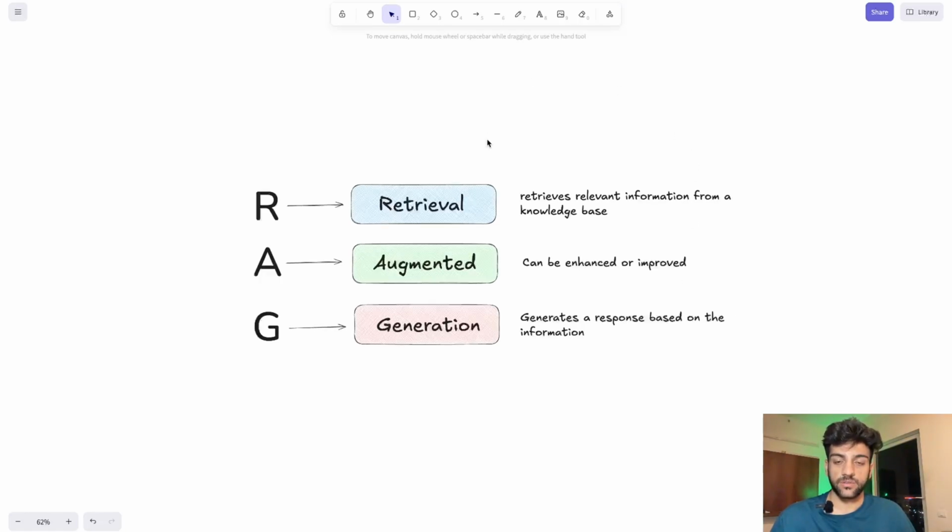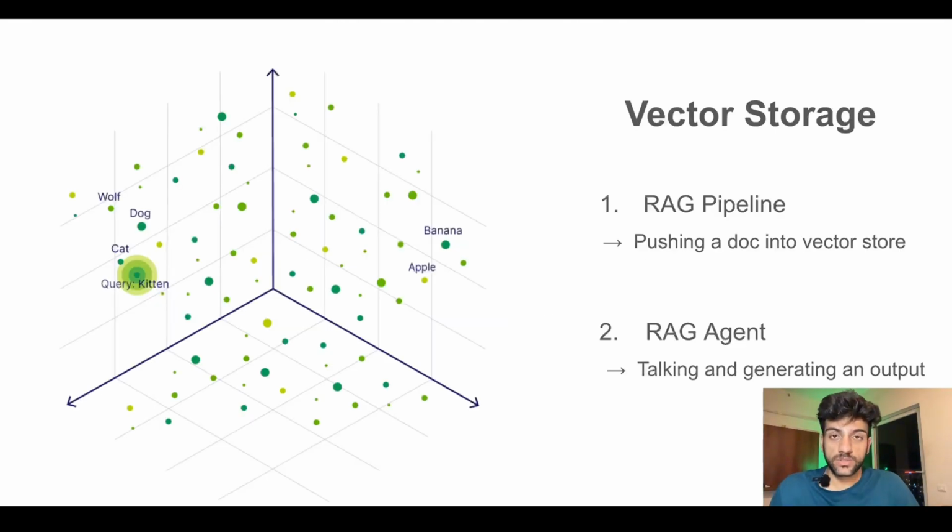So now you have understood what it does. Let's get straight into how it actually works and what the mechanism behind it is. As a prerequisite to understanding the mechanism of RAG, we need to learn what vector storage is, because RAG has a lot to do with vector storage. It essentially revolves around vector storage. I'll walk you through two concepts, the RAG pipeline and the RAG agent. Pay attention to what I'm about to say.